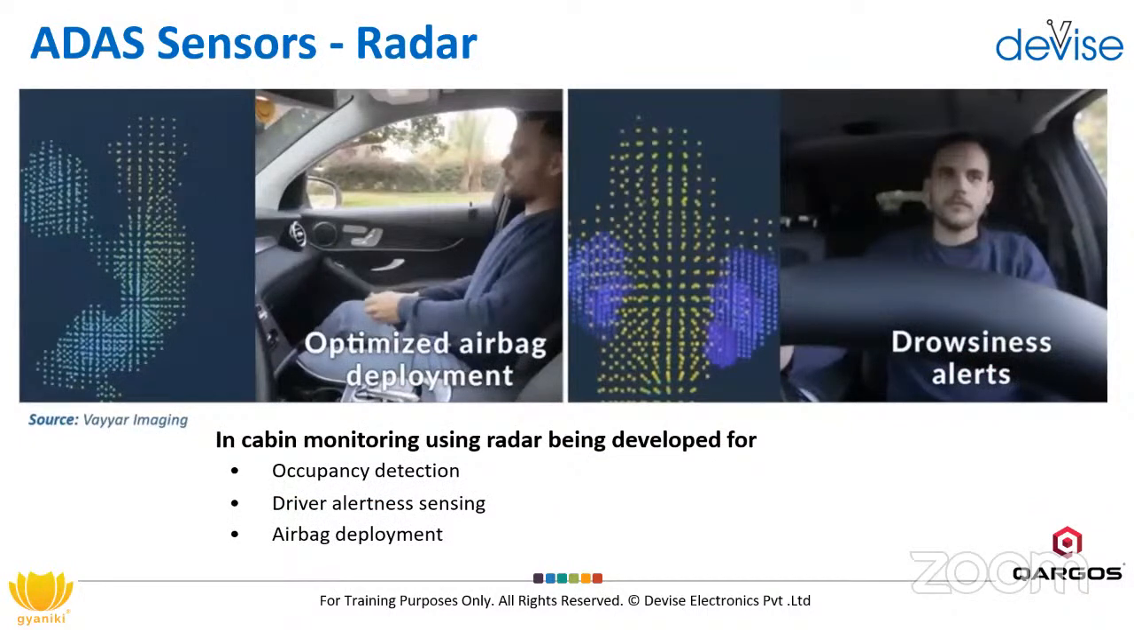Again, I come back to sensors. Sensors is something I love to speak on. This kind of sensing will prevent certain accidents, optimize airbag deployment, and provide drowsiness alerts. Today for Indian applications, this is going to save a lot of lives.